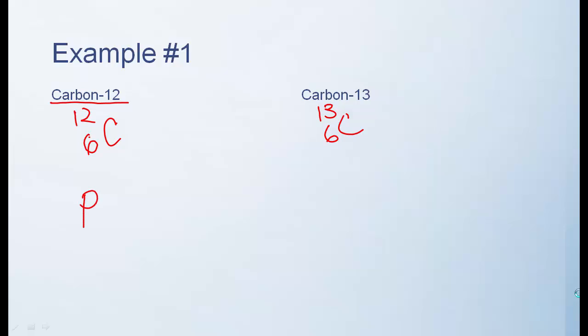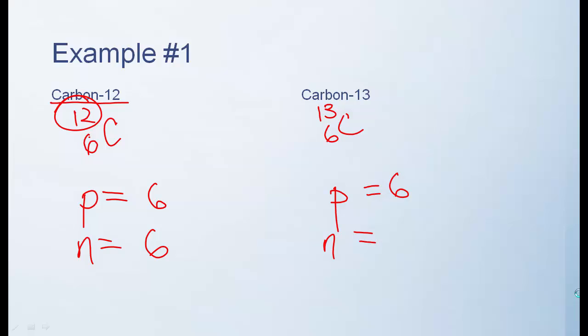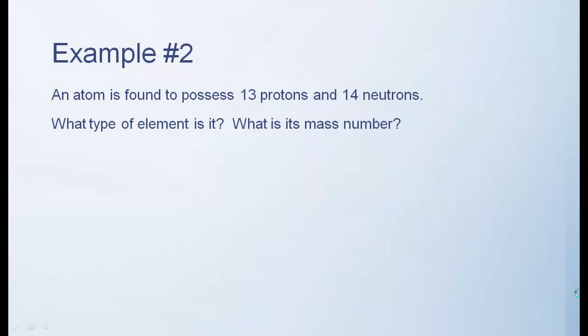So we know that the number of protons is equal to 6 in each case. We also know the mass number that was given to us. So in this case we must have 6 neutrons, because 6 plus 6 equals the mass number 12. And in this case we must have 7 neutrons, because 7 plus 6 is 13. So if you tell me the mass number and tell me which type of element it is, I can tell you how many protons, how many neutrons, and describe the nucleus. Alright, let's do another example.